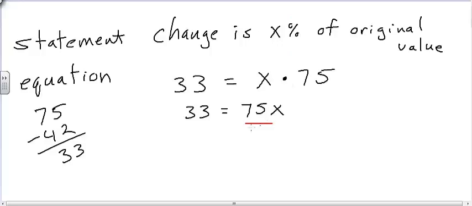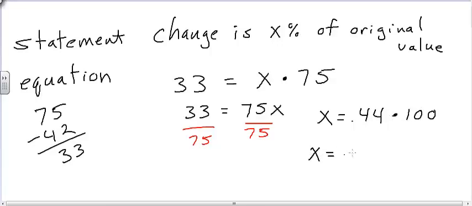I'll divide each side by 75 to isolate my x. And when I divide 33 by 75, I get 0.44. Now since I want it as a percent, I need to change my decimal to a percent by multiplying by 100. The effect is to move the decimal point 2 spaces to the right, so I now have 44%.